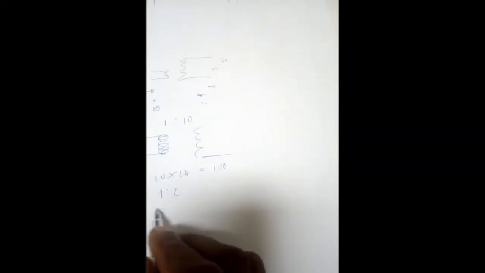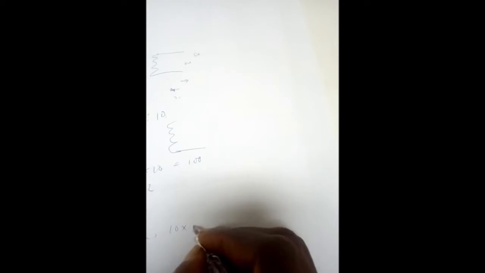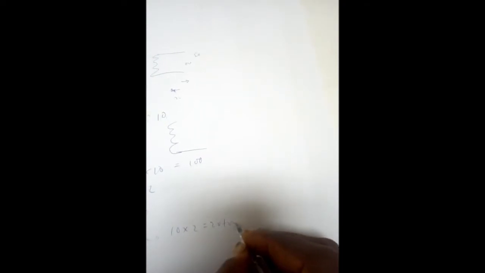Now if it is a 1 to 2 ratio, and this side is 10 turns, it is going to be 10 times 2, which equals 20 turns for this side. So what you have here is going to be 20 turns. So that is the way it works.